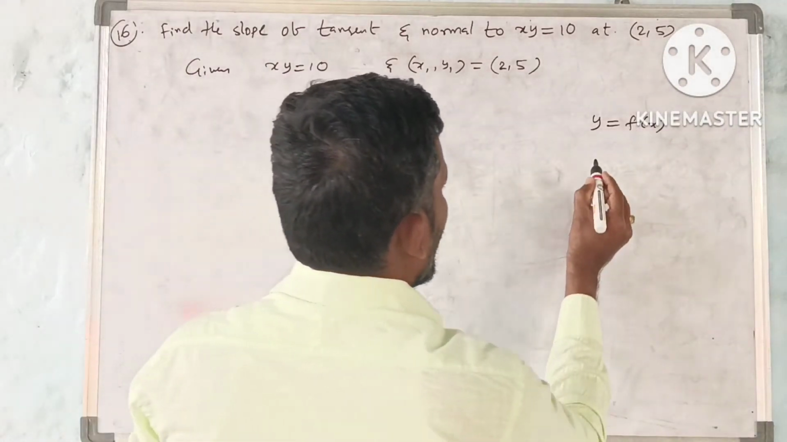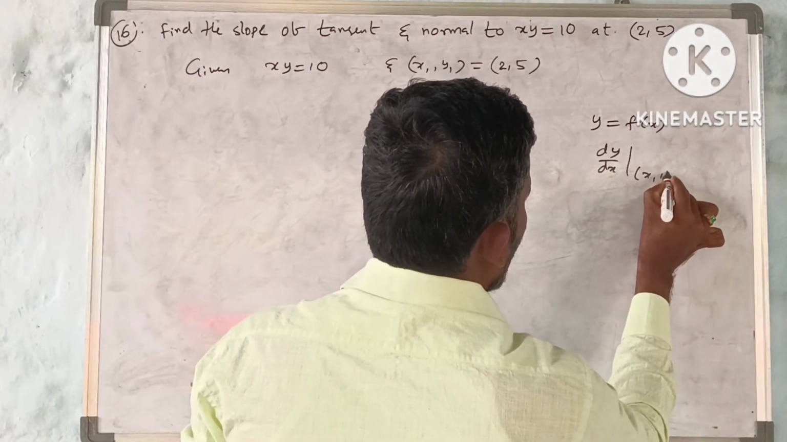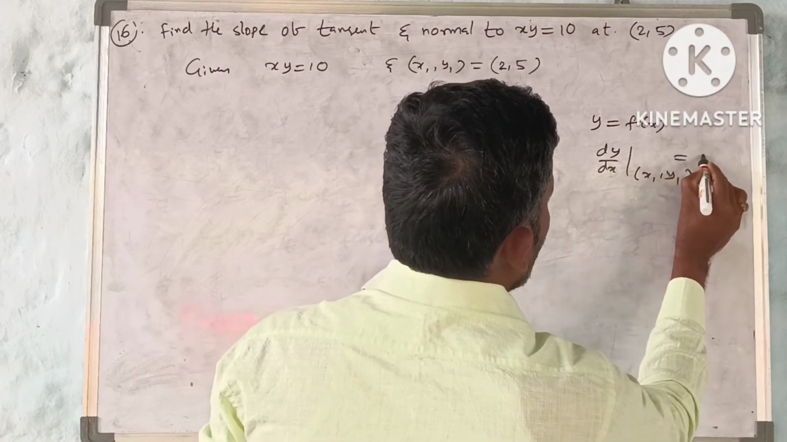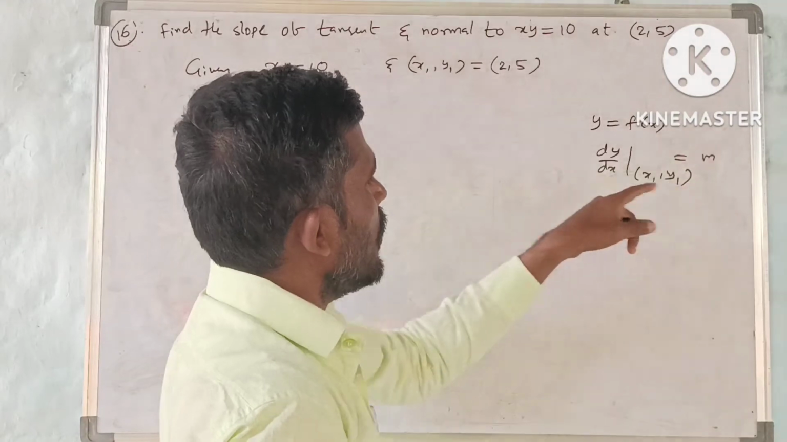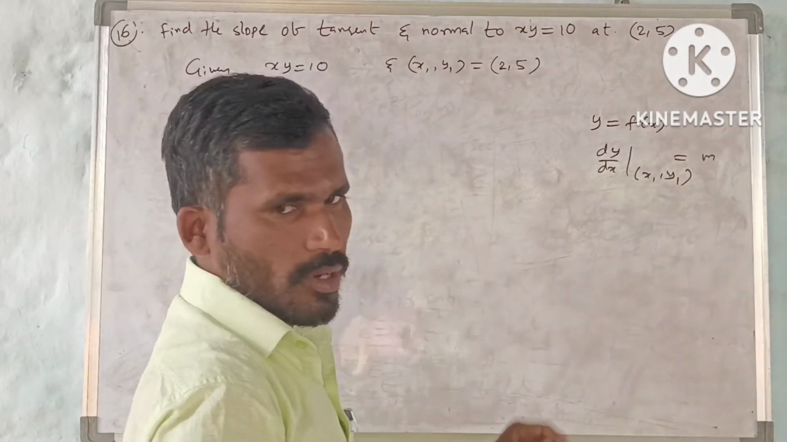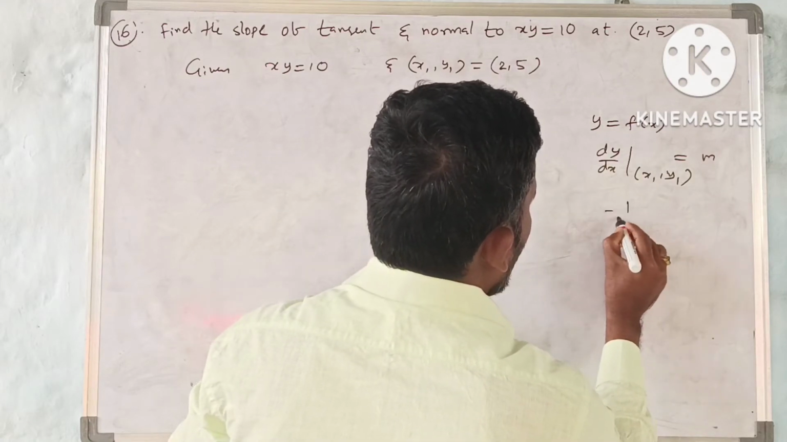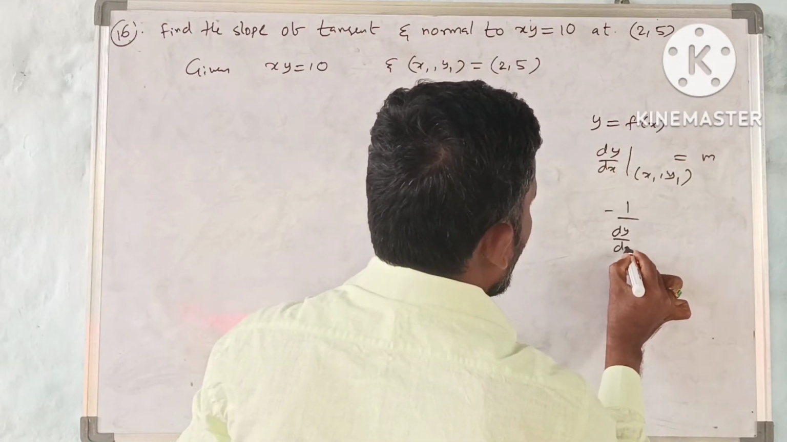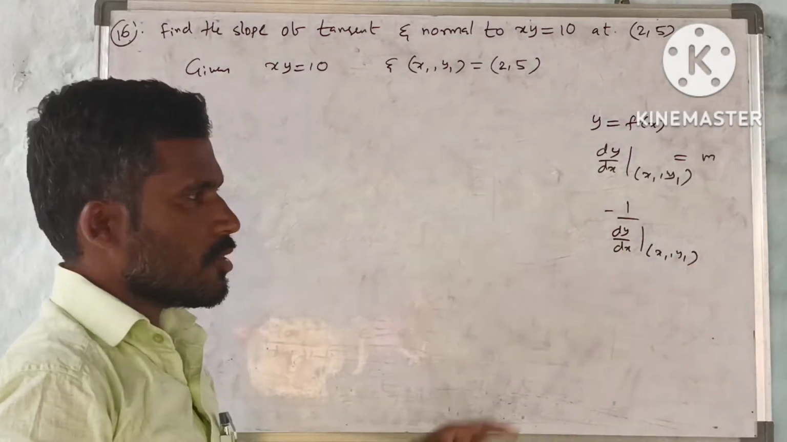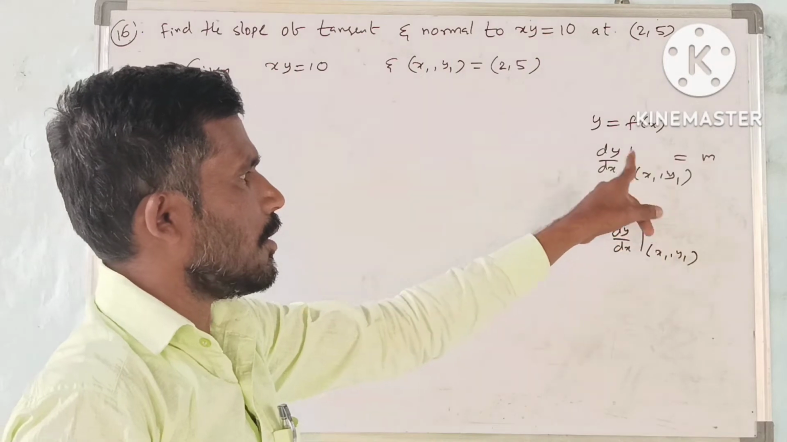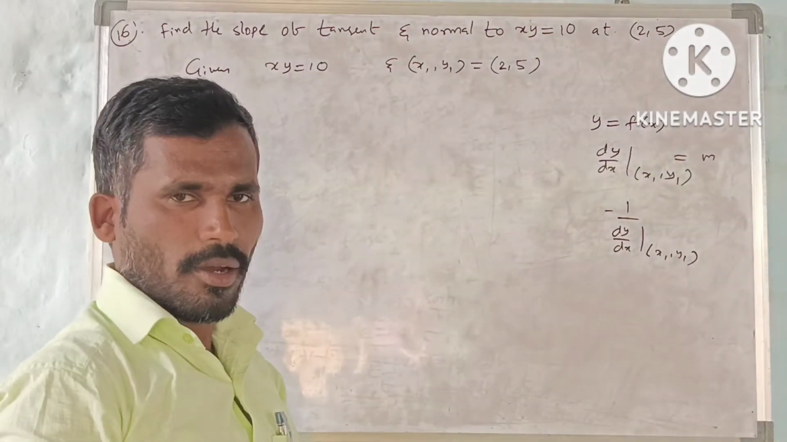If y is equal to f of x, any function, then dy by dx at x1 comma y1 is the slope of the tangent. The slope of the tangent principle is dy by dx at x1 comma y1. Next, the slope of the normal principle is minus 1 by dy by dx at x1 comma y1. So dy by dx at a point is the derivative at that point, and minus 1 by the derivative at any point gives the normal slope.